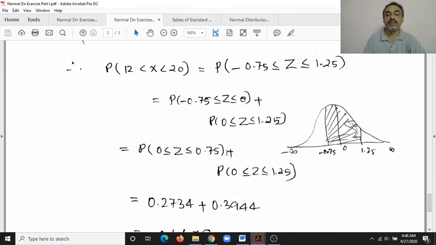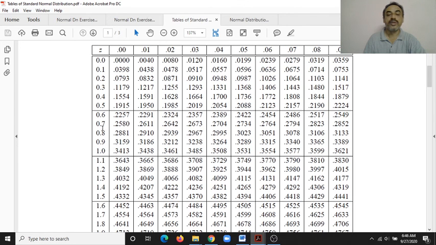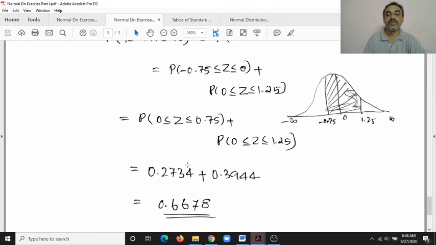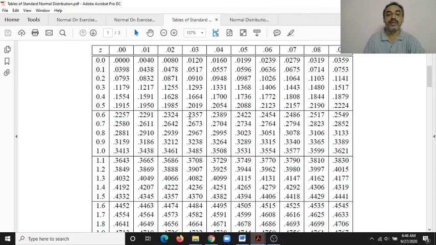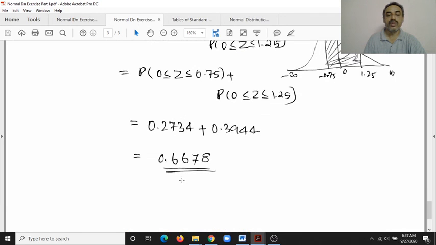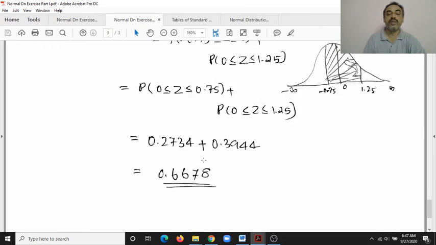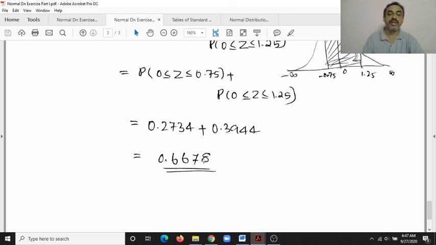Now we get the areas of each part from tables. One is 0 to 0.75, which is 0.2734, and the other is 1.25, which is 0.3944. So the total area will be 0.6678, which means the probability of x between 12 and 20 will be 0.6678. That's the answer of question number 12.